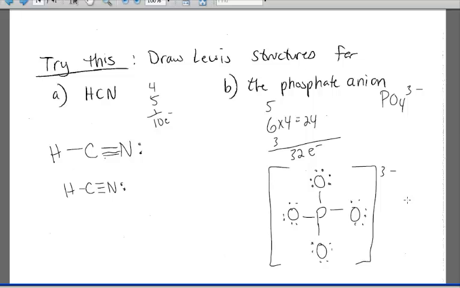given what we've talked about so far. We will soon talk about things that would tell you this is not the most ideal Lewis structure. But you can get octets around everything. Don't forget the brackets and the 3-.